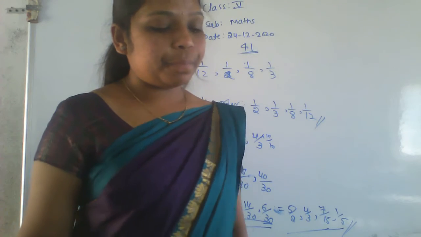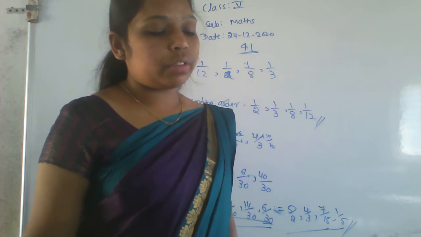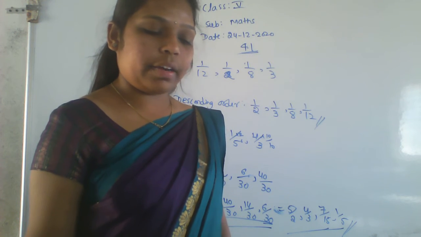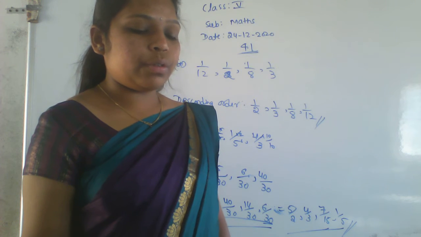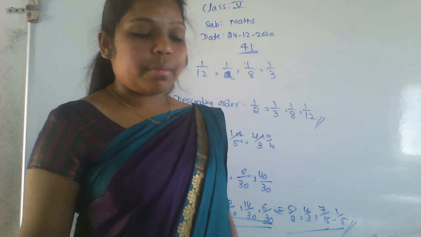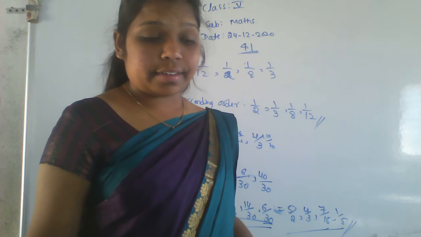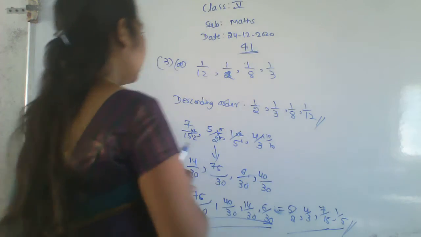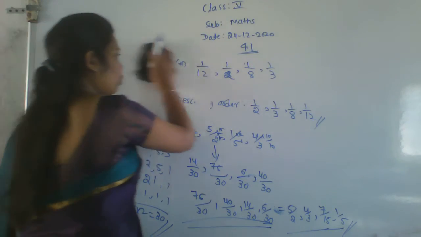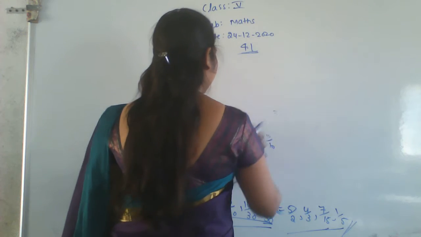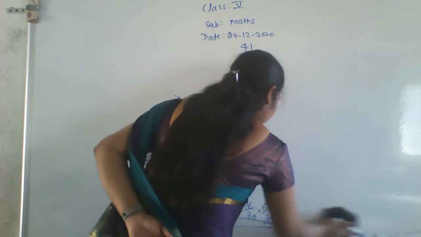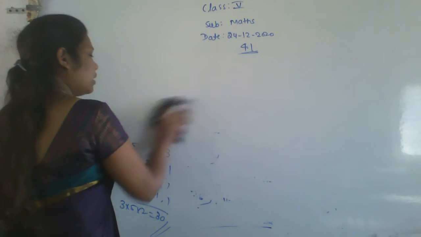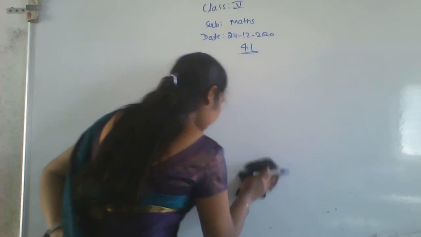In a recipe, 3 by 4th cup of egg and 2 by 5th cup of butter are required. Which ingredient is used more in the recipe? It means you have to compare which one is greater here, whether 3 by 4 or 2 by 5, they are asking. So again, to compare these two values we have to make the denominator the same here. Then only we can compare which one is greater and which one is smaller. So take the LCM of those two and multiply and make it equal.